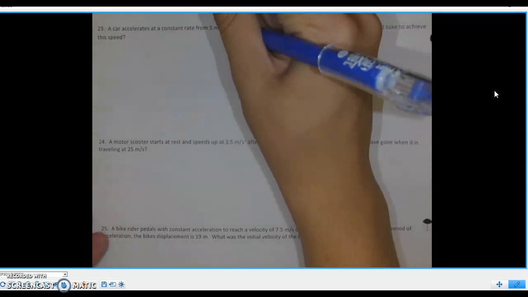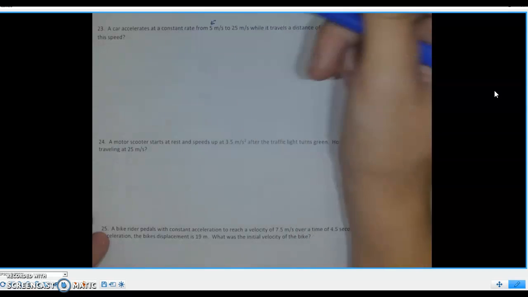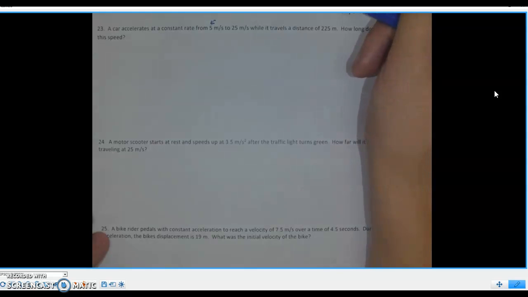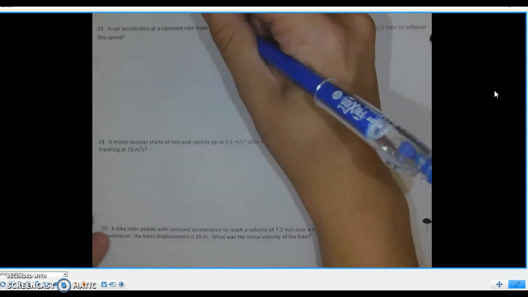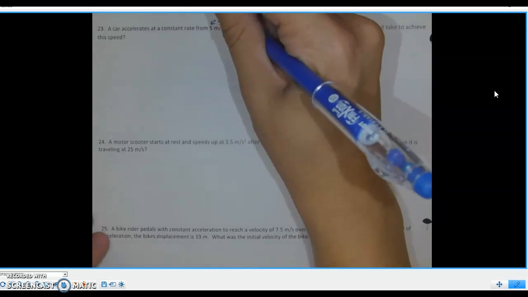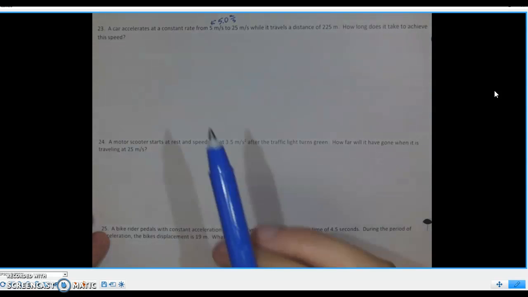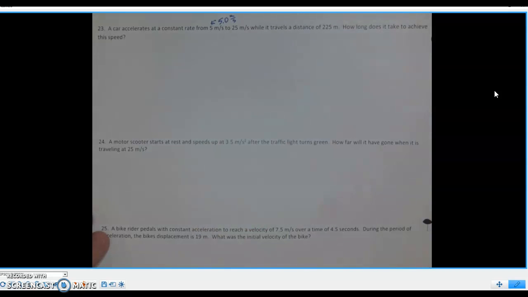A car accelerates at a constant rate from 5 meters per second to 25 meters per second, while it travels a distance of 225 meters. How long does it take to achieve this speed? Okay, let's make a small change here. I should have changed that before, and I'm sorry. Let's make this 2 sig figs instead of just 1. So let's change that to a 5.0 meters per second. Okay. Alright, so with that established, we got 2 sig figs, 2 sig figs, 3 sig figs.